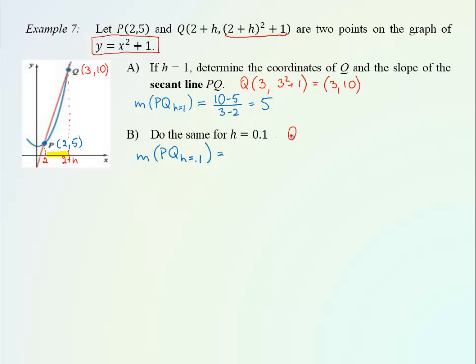In order to do that, I really need the coordinates of the point Q when h is 0.1. So the x-coordinate will be 2 plus 0.1, 2.1, and the y-coordinate would be 2.1 squared plus 1. That gives me the point 2.1 and 5.41 using a calculator. So we're ready to calculate the slope, and we have 5.41 minus 5 over 2.1 minus 2, which is 0.41 over 0.1, which is actually 4.1. So the slope is a little bit less steep.